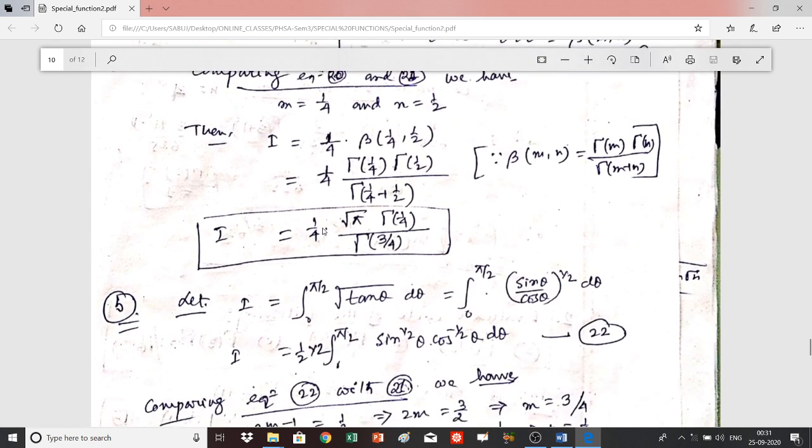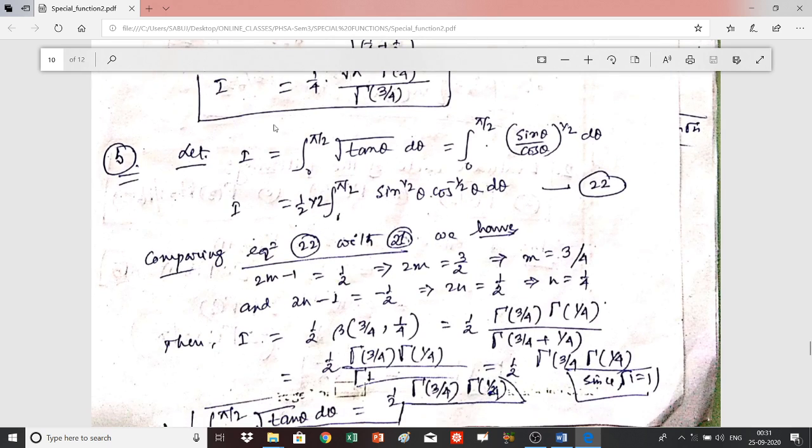Now the next one is I, integral 0 to pi by 2 root over tan theta d theta, and that can be written as integral 0 to pi by 2 of (sin theta by cos theta) to the power half d theta. So I further can be written as half into 2 into integral 0 to pi by 2 sin to the half theta cos to the minus half theta d theta.